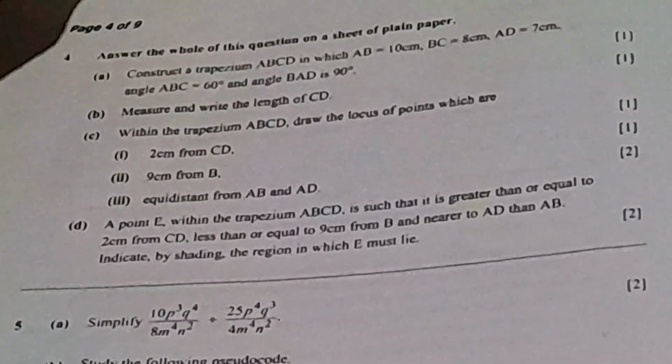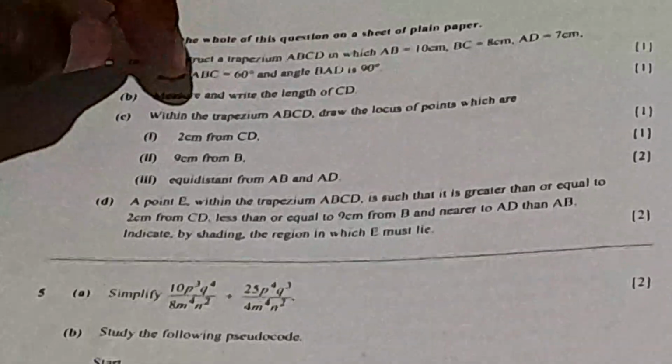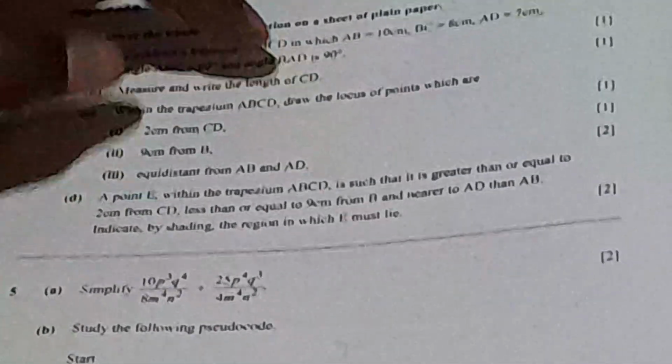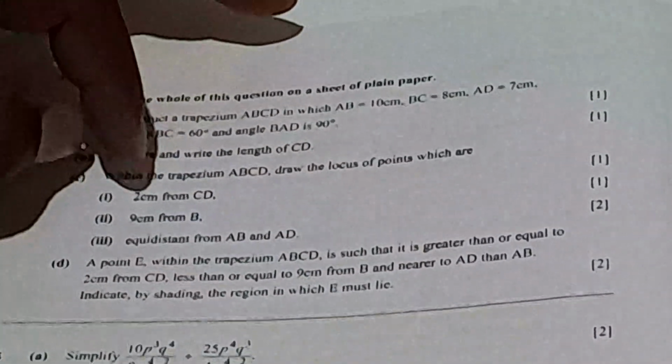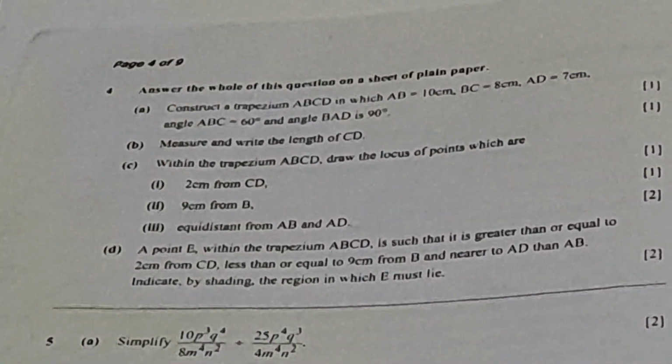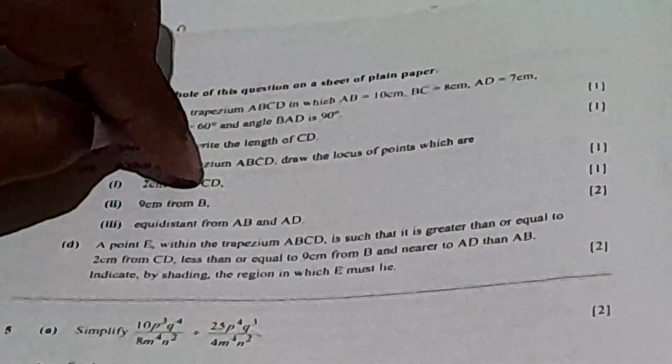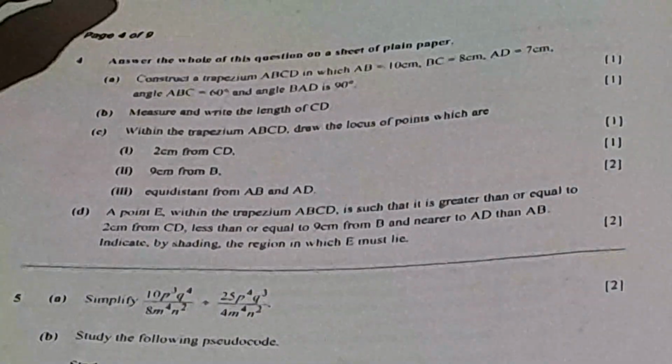Now, these are things that we teach one by one, and you need to know what they imply. So they're saying within the trapezium ABCD, draw the locus of points which are, so we start with the first one, 2 centimeters from CD. So if you're dealing with the locus of points which are 2 centimeters or any distance from a straight line, this is a straight line because we have 2 points, point C and point D. You need to know that that's a parallel line.